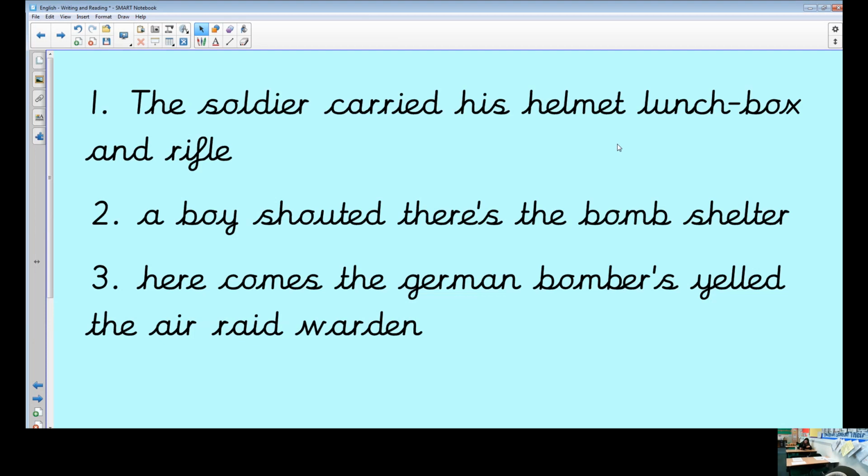Sentence 3: here comes the German bombers, yelled the air raid warden. Fix this sentence again. There's a lot of fixing to do with that bottom one, and there are a couple of bits missing that you might need to add in. There is 1 bit of Year 5 punctuation in there that we can add in, but I'll help you along with that. Just going to get my purple pen. Pause the video at this point, write those sentences out, and then we'll go through them together on the board.